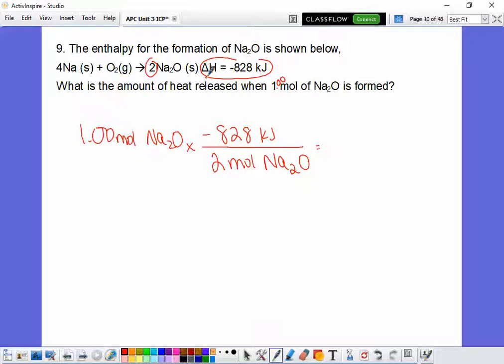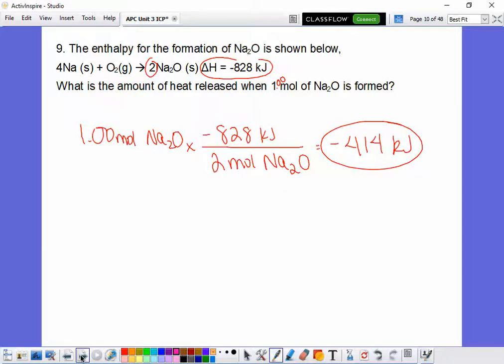So what do you get? Yep, negative 414 kilojoules. Cool? So just keep in mind when you're doing these to read the problem carefully, okay? All right. Number 10 is actually really easy.